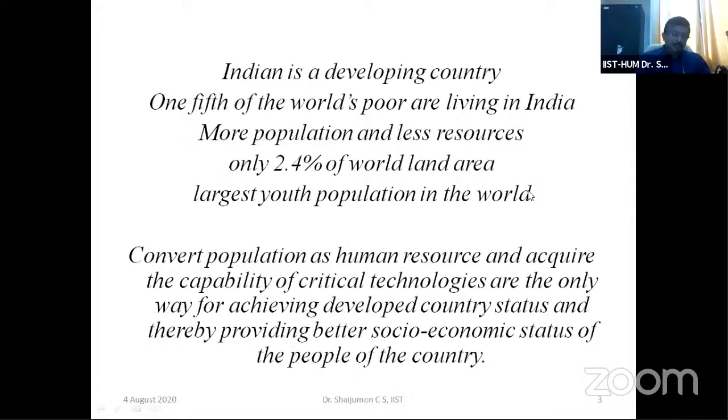The major challenge of India is to convert our population into human resource and acquire the capability of critical technologies, which is the only way of achieving developed country status and thereby providing a better socioeconomic status to the people of the country. So the real challenge is how we manage these two. On the one side, we have a large population; 65% of our people are less than 35 years of age. On the other side, we have very limited resources. But we want to achieve developed country status by 2050. That's our aim. So how are we going to achieve it?